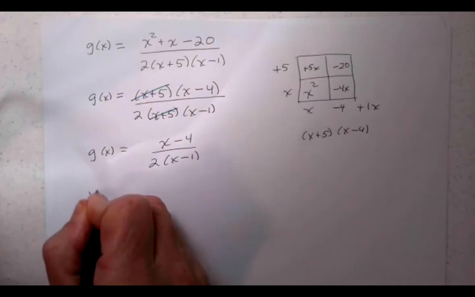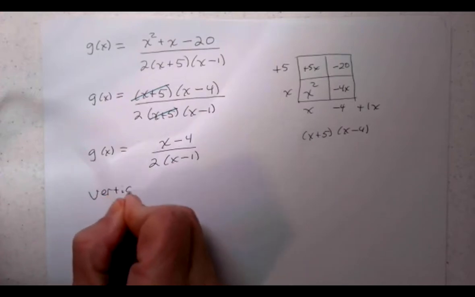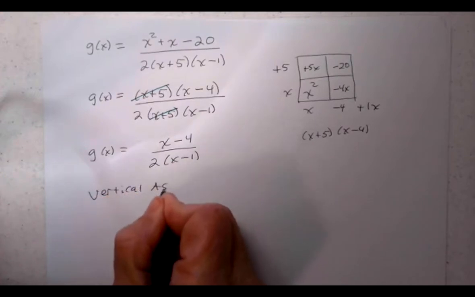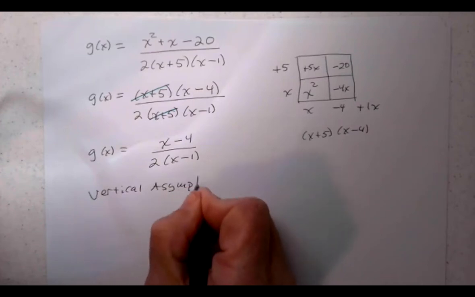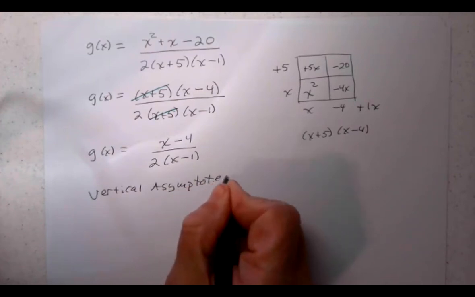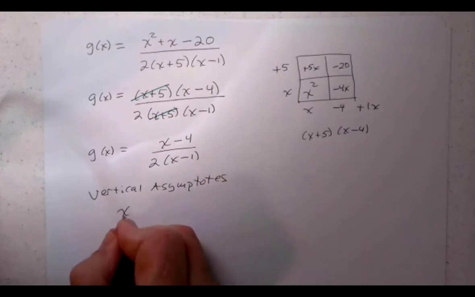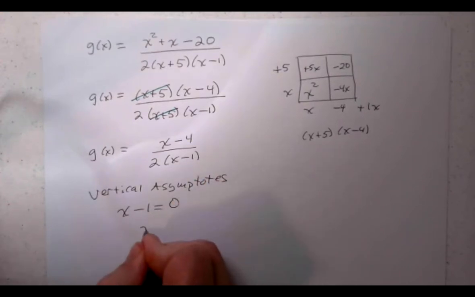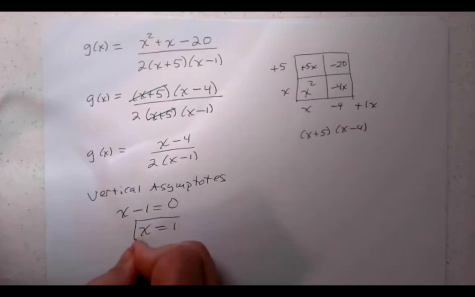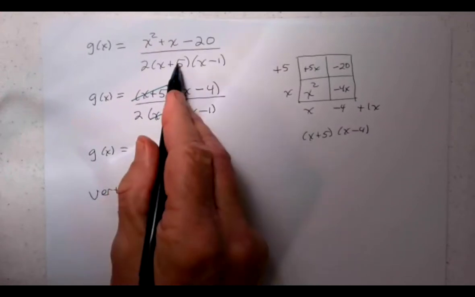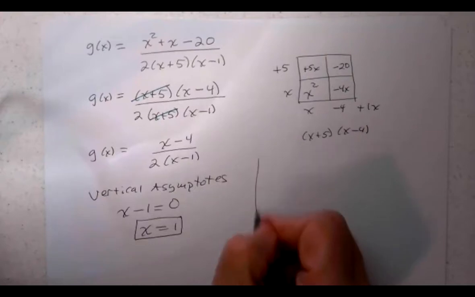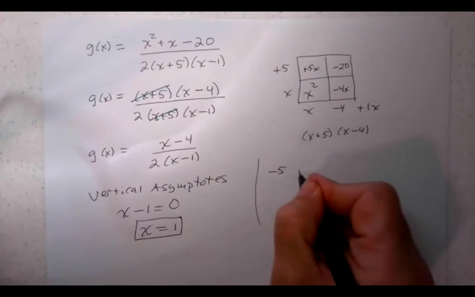So to get my vertical asymptotes, now I'm ready to do this. x minus 1 would have to be 0. That'll make the bottom 0. x minus 1 equals 0. x minus 1 is the only vertical asymptote. Now, what happens at negative 5? Remember, we said negative 5 is not in the domain.